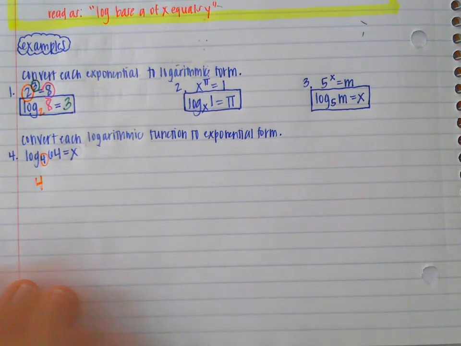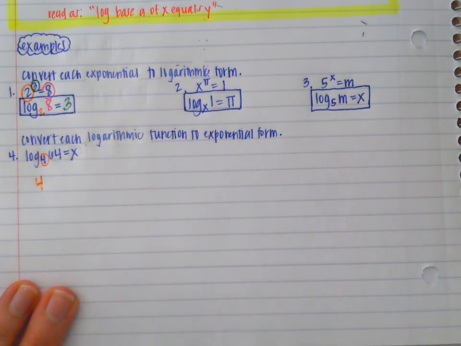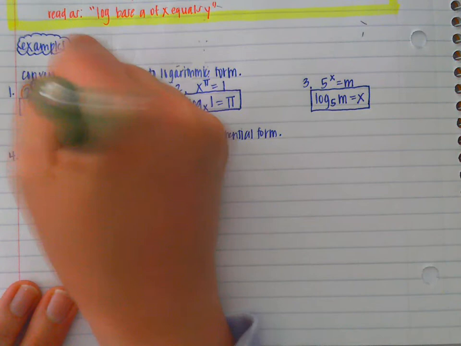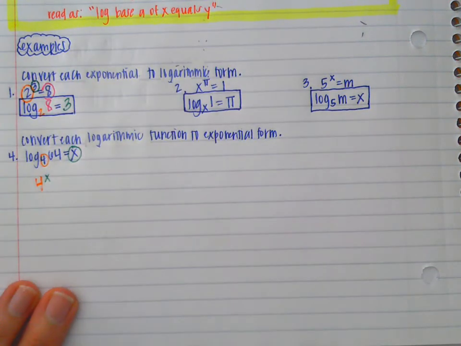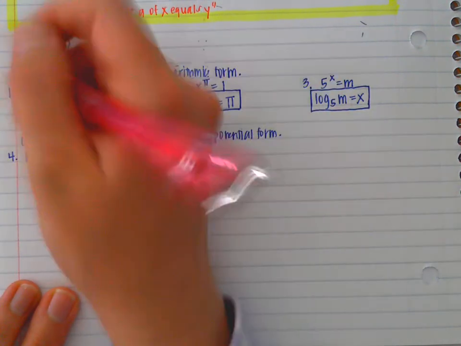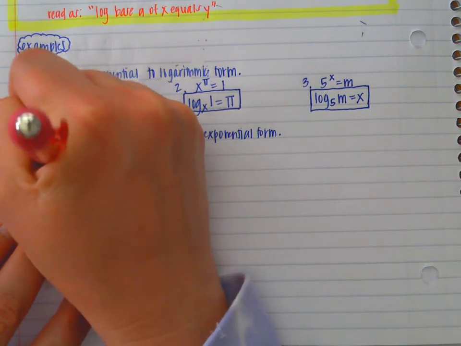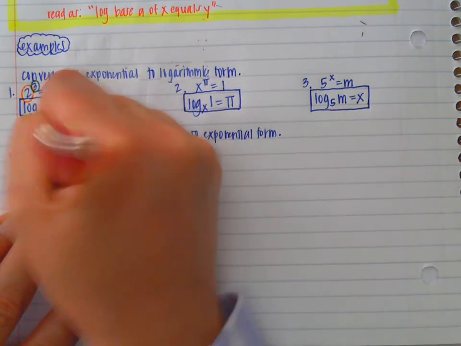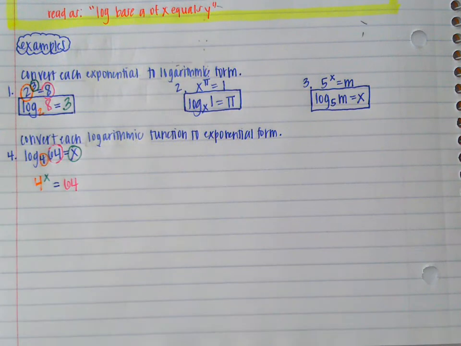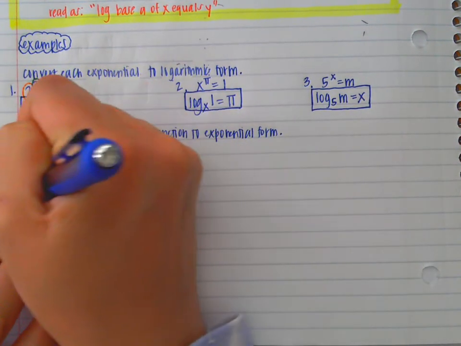And then a log is always equal to the exponent. So 4 to the x power equals my argument, 64. That would be exactly how we would rewrite this as an exponential. So 4 to the x power equals 64.